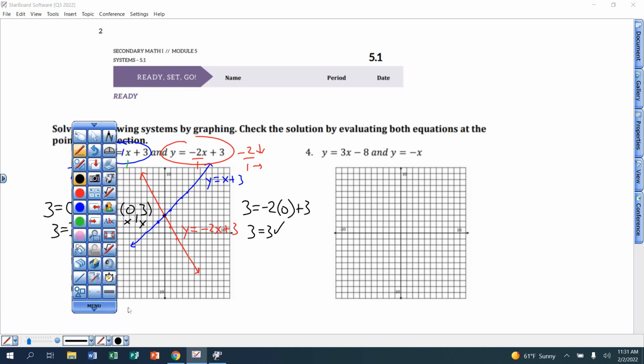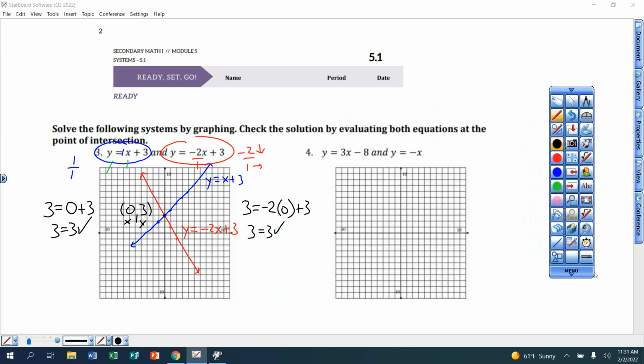All right, the second one here, graph it. 3x minus 8. I'll do this one in blue. Negative 8. 1, 2, 3, 4, 5, 6, 7, 8. This one has a slope of 3 over 1, right 1, up 3, right 1, up 3, right 1, up 3. Draw your line, put arrows on the end, label your line.